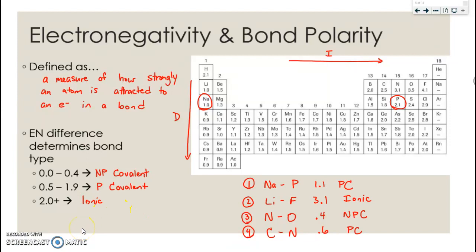Now, check your answers. Li and F have a difference of 3.1, so it's ionic. N and O is 0.4, so it's nonpolar covalent. And C to N is 0.6, and therefore it's polar covalent. On the test, this chart will be provided, but you'll want to know these numbers and what they stand for.